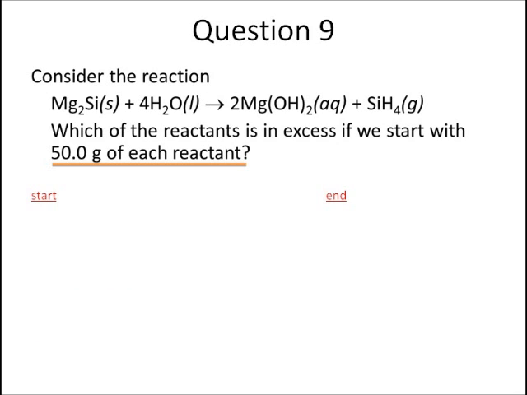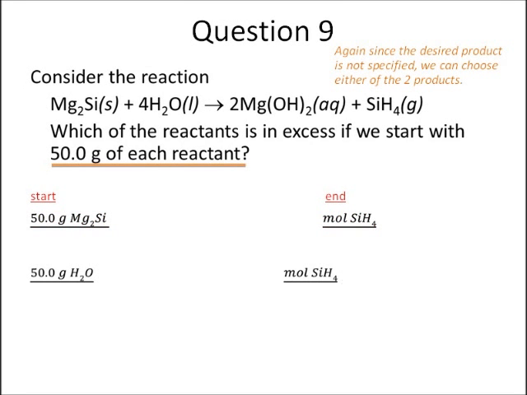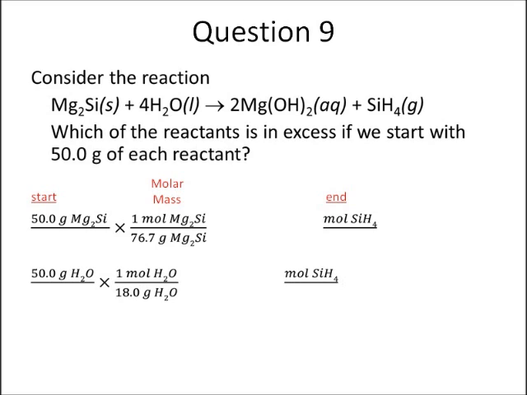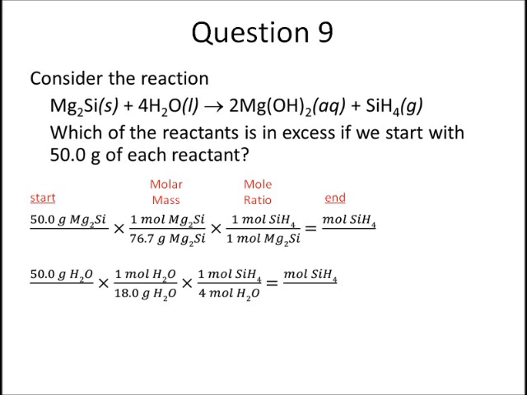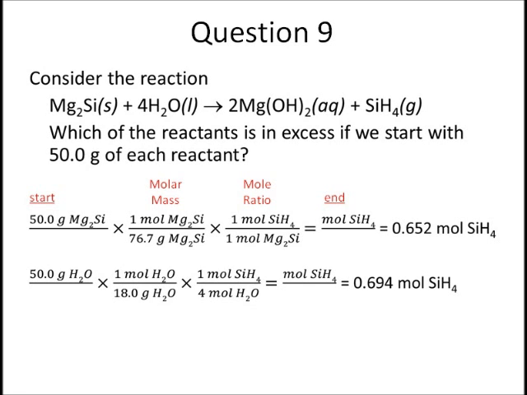Since no substance is given in the problem, we have to apply the 50 grams to each of our starting materials, the magnesium silicide and the water. We're going to get to moles of each of our reactants using their respective molar masses, and then we're going to use the mole ratios that are given by the stoichiometric coefficients in the balanced chemical equation to arrive at moles of product. And again, I just chose silicon hydride as the convenient product to go to because its stoichiometric coefficient is 1. We look at our two numerical answers and we ask which one is less.